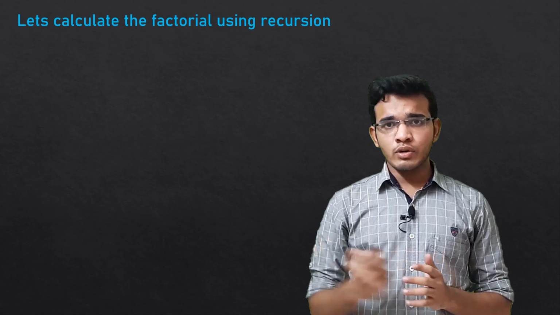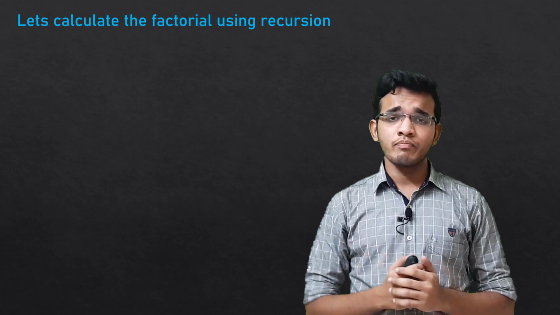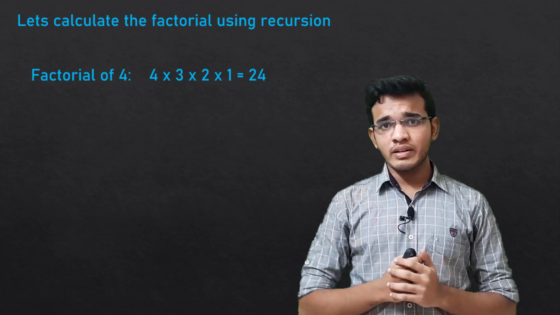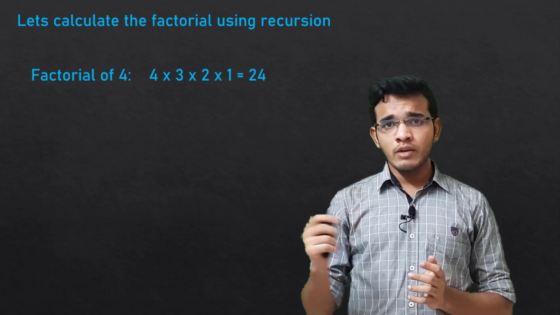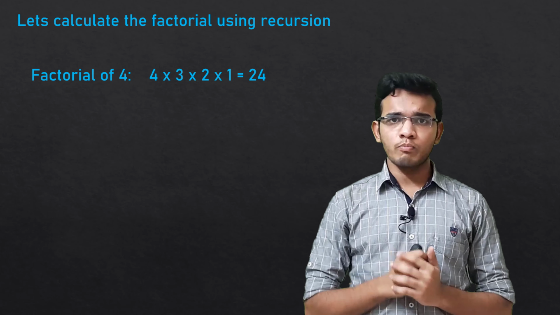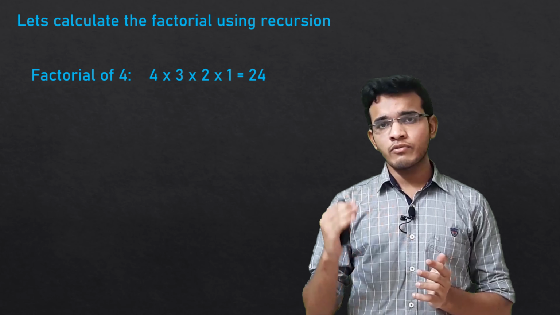Let's consider the factorial program to understand this problem. Let's calculate factorial of 4. 4 can be calculated as 4 into 3 into 2 into 1, which is nothing but the present value into the preceding terms till now. So the value of factorial of 4 turns out to be 24.